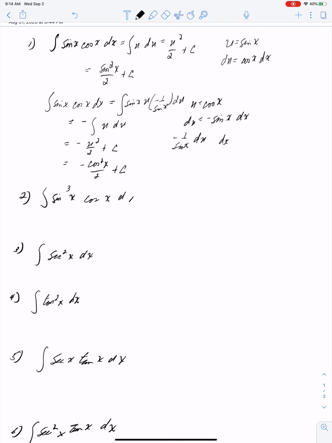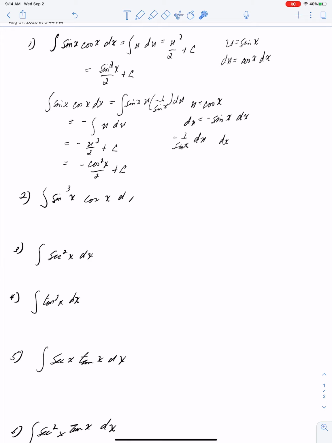So it seems like I did everything right. Now my question is, which of these two answers is right? Because they're different. Do I claim that those two functions are the same? The answer is absolutely not. They're not the same. Graph them.